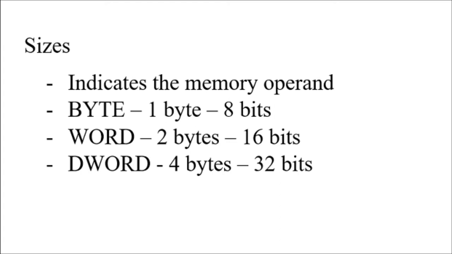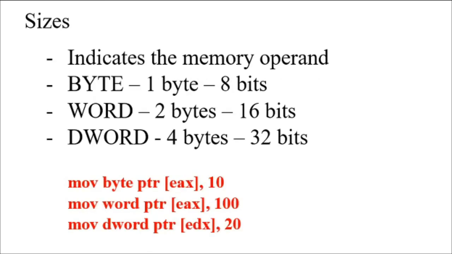And the D word stands for double word, meaning double the word, so that means 4 bytes or 32 bits. If you want to represent a byte, it simply means that you want to fetch a byte from the address. Or if you want to fetch a word or a D word, you will just get a word from the address in the source index.